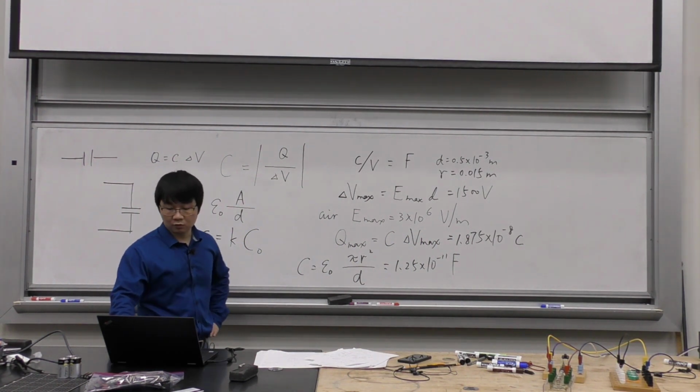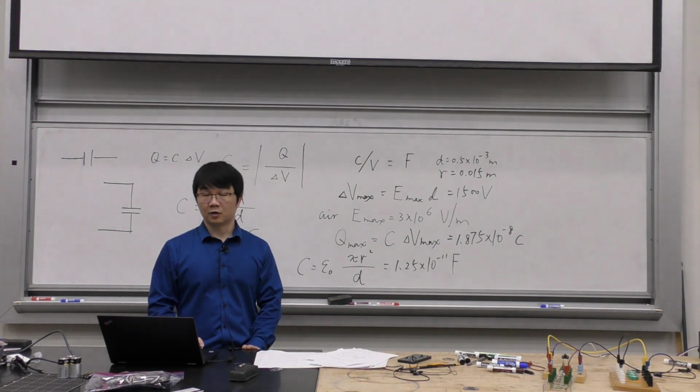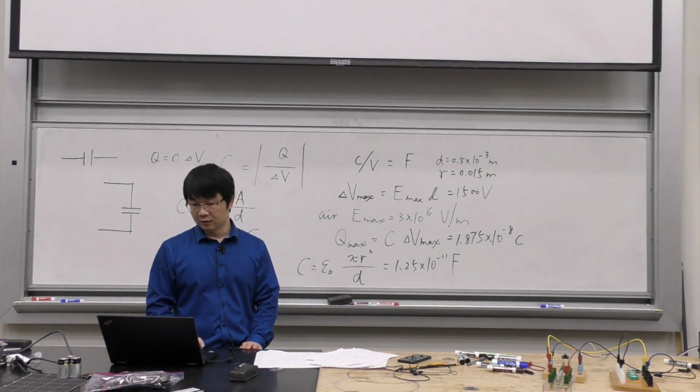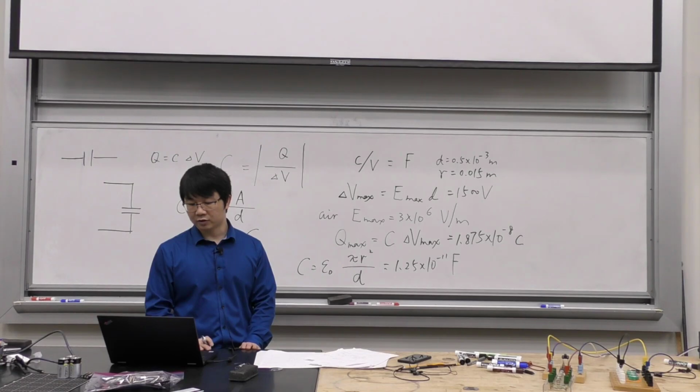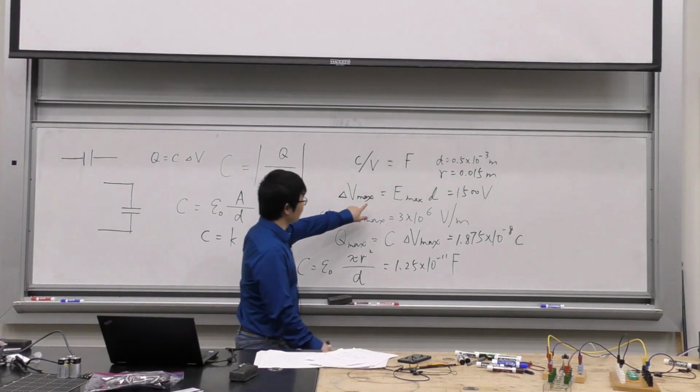All right, so that's the maximum voltage it can take, and then the maximum charge it can store. Now we're going to put some dielectrics between these electrodes, parallel plates. Now let's see the difference it makes. So let's see the next part. If the space between the electrodes is filled with Teflon, we still want to find the breakdown voltage and the maximum charge it can store. The breakdown voltage is still going to be this.